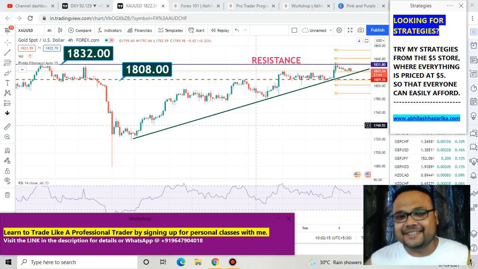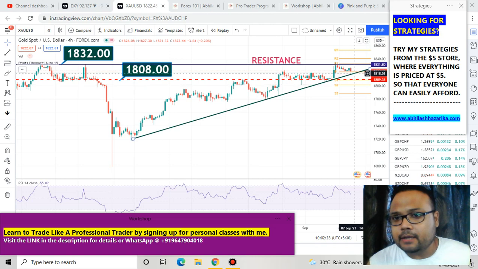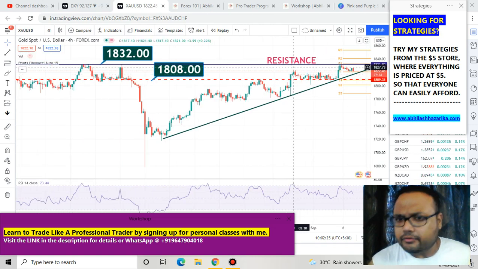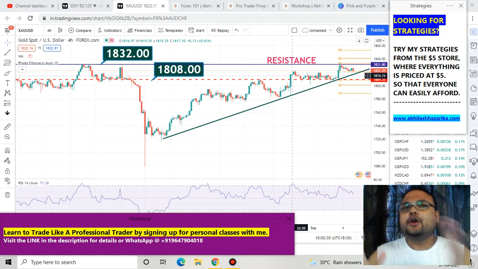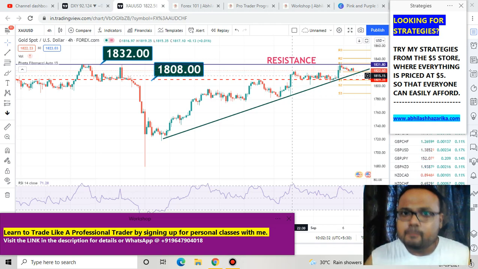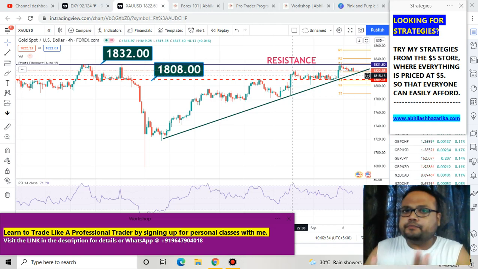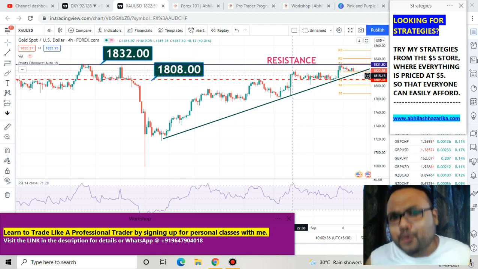So let's get started. This is the 4 hour chart of gold USD in front of us right now, and as you can see, gold is trading at the 1822 level, and I have marked a few levels on the chart. Let's try to understand what is going on in the chart of gold USD right now, what the scene is on gold USD, and what our strategy should be.